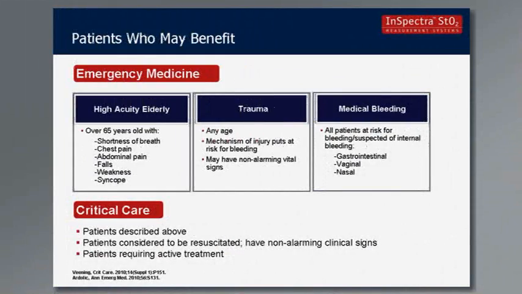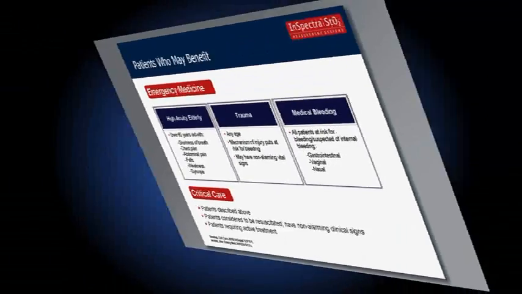Now, monitoring StO2 can be easily incorporated into protocols to help risk stratify patients and track resuscitation. Emergency room and in-hospital critical care patients who are most likely to benefit from StO2 monitoring are high acuity patients, those who are 65 years and older, trauma patients, and patients at risk for medical bleeding.